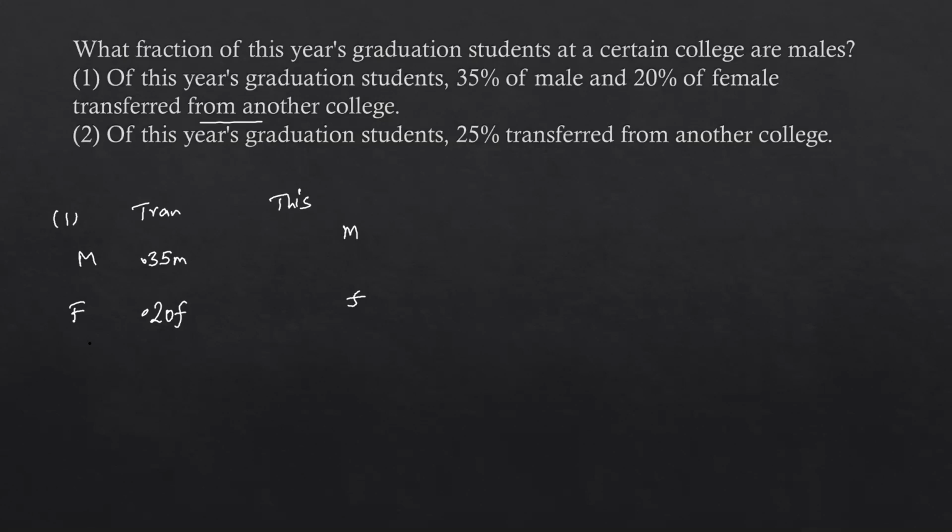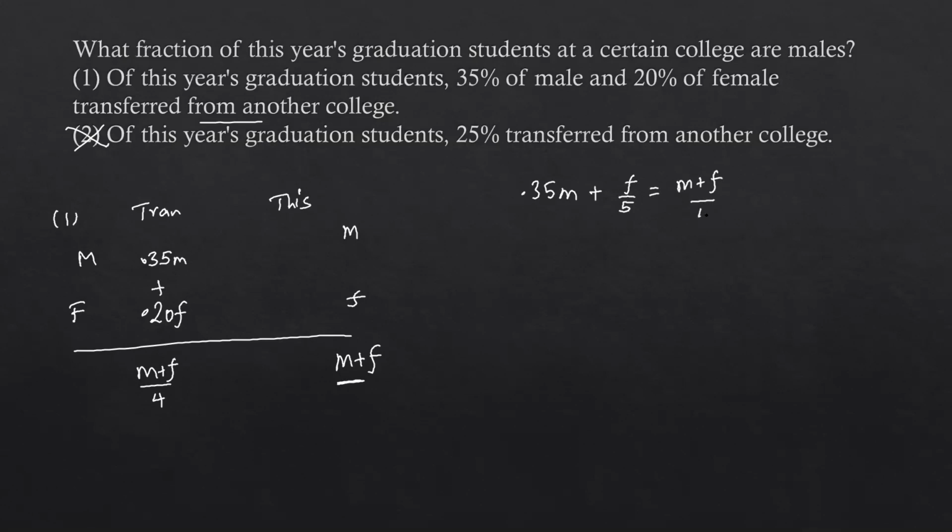So let's see the second statement. Of this year's graduation students, 25% transferred from another college. This itself is insufficient. I'm going to combine both of them. It says that of this year's graduation, 25% transferred from another college. So this is M plus F, and 25% of this is (M plus F) over 4. So this plus this is equal to this. So 0.35 M plus F over 5 gives you (M plus F) over 4.